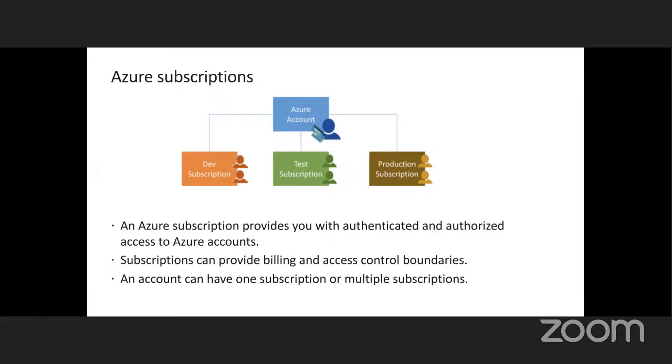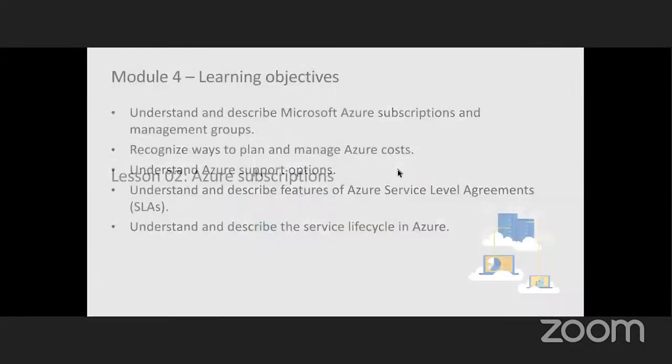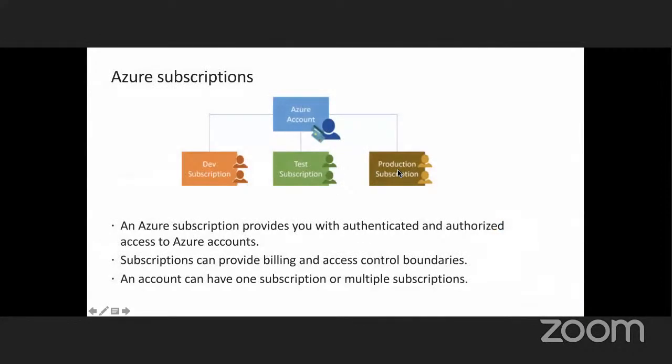So we have an Azure account, right? We have 3 subscriptions: one for development, one for testing, and one for production. So that's the way that subscriptions work. An account can have multiple subscriptions. It only works from the account to the subscription. So you can have several subscriptions under one account.